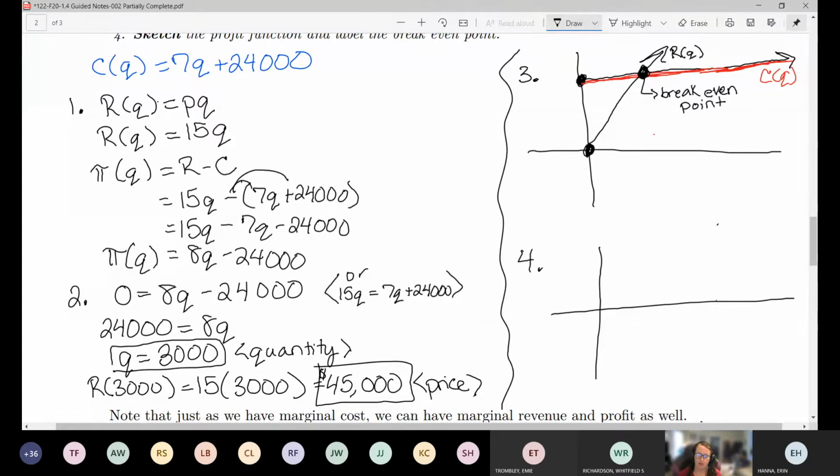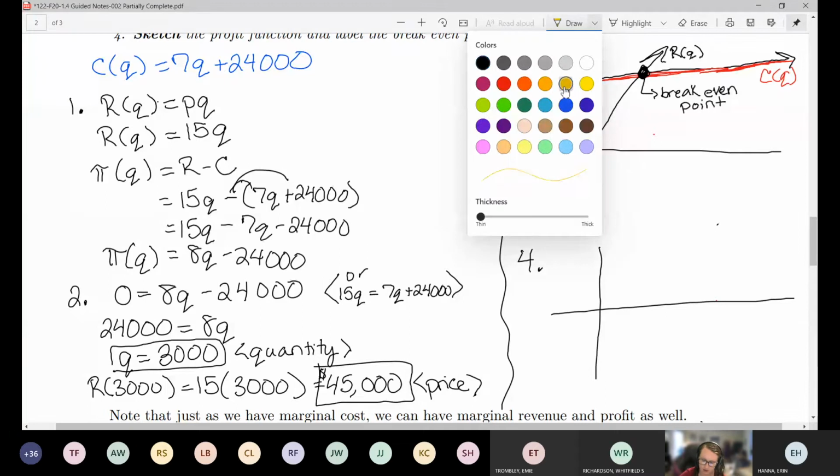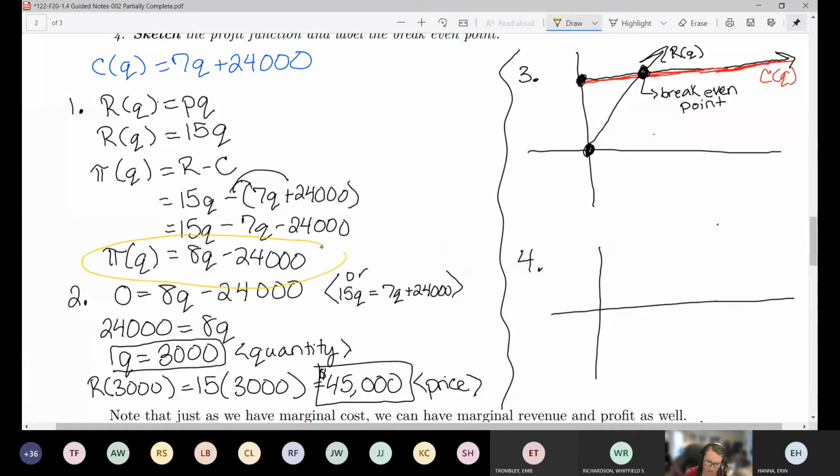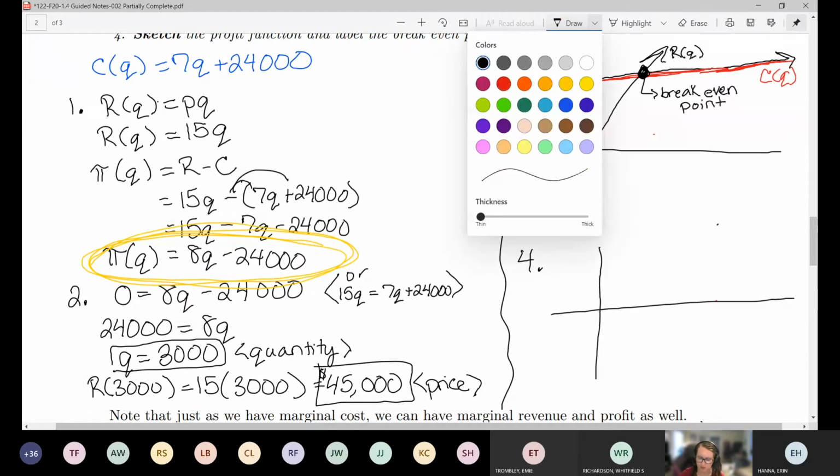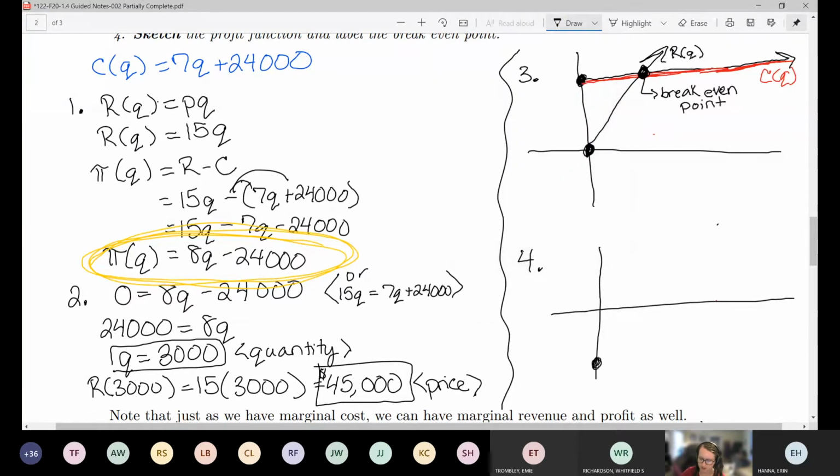Okay, but then problem 4 asked me to sketch the profit function. So where's our profit function? Well, that's over here. We got 8Q minus 24,000. So minus 24,000 as our y-intercept is going to be somewhere decently below the x-axis. And then I've got 8 as my slope. Now this is the only thing I'm drawing on here. Since it's a sketch, we just want the basic shape. I can make it as steep as I want because it's the only thing getting drawn there. There's nothing to compare it to. So I can just draw it however steep I want.